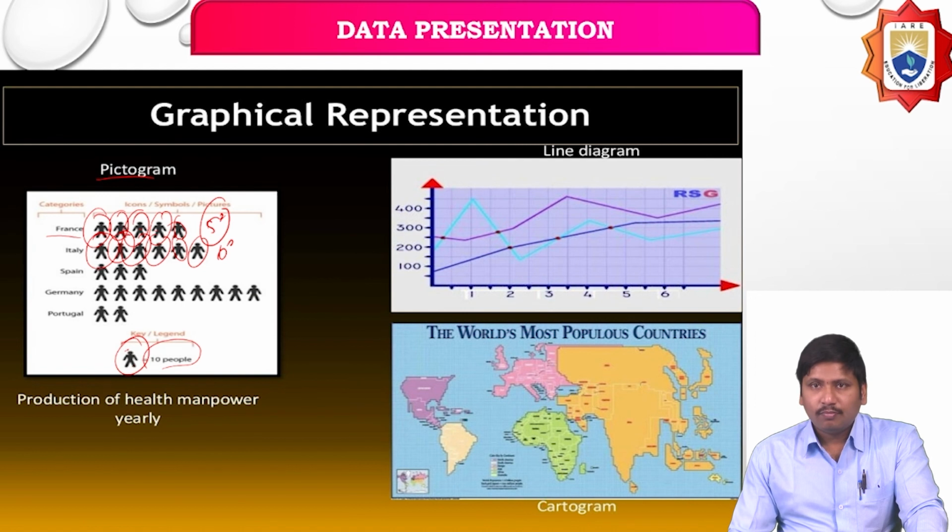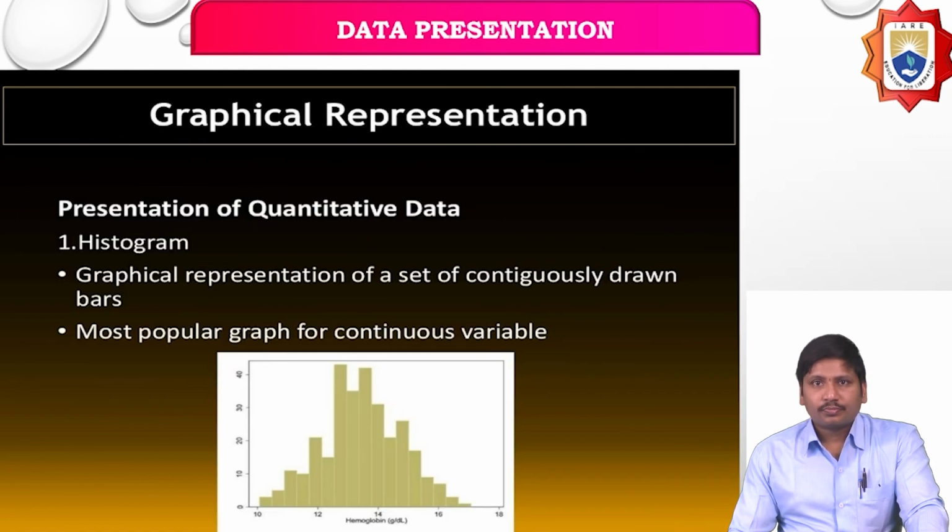Another type of graphical representation of data is the pictogram, where you represent the data in the form of pictures. That's why it is called a pictogram. Then another one is the line diagram, where we can represent the same thing we represented in a bar diagram. And another one is the cartogram, where the data is represented in the form of cartoons and pictures.